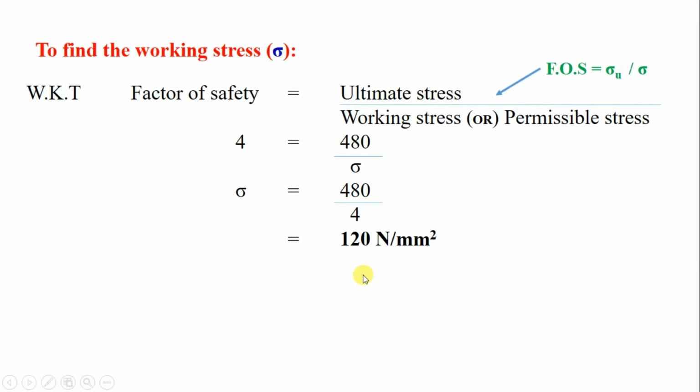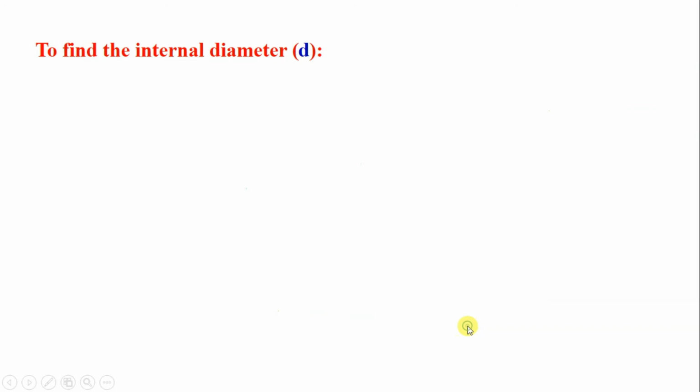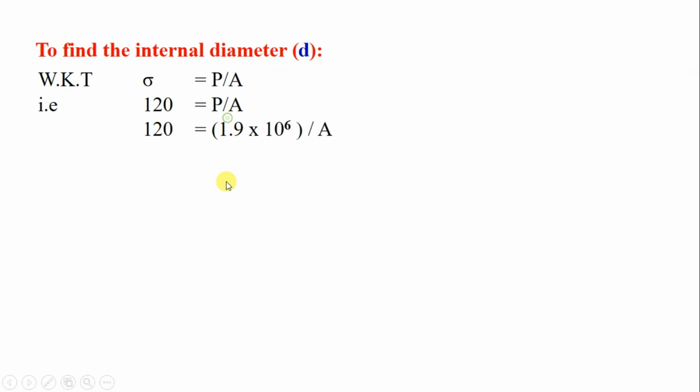We know that the sigma value is P by A, and this sigma which we found in the previous step, that is the working stress, 120 should be taken and that is equal to P by A. So 120 is equal to 1.9 into 10 power 6 divided by A. Here I have already told you this is a hollow steel rod, so the area formula becomes pi by 4 into capital D square minus small d square. Here you have to apply this.